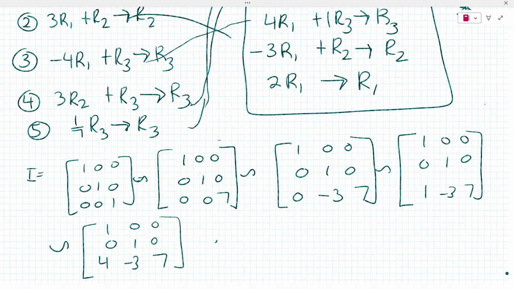And then continue. The next one was negative 3 row 1 plus 1 row 2 gives us your new row 2. So that gives us 2, 0, 0, negative 3, 1, 0, 4, negative 3, and 7. Okay, so this is your final, and I believe that's your L, right? So now what you do is you're going to check.